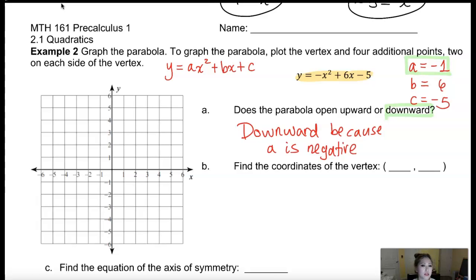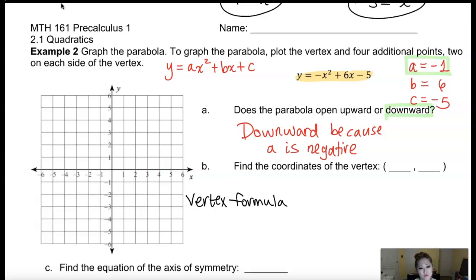Now, this is not in vertex form, so you should not say the vertex is -6, -5. That is not right. We cannot do that. So I will have to give you a new formula today, and I want you to know that formula. This is called the vertex formula. And this vertex formula will be used when an equation is in standard form, aka general form. So I'll just call it standard form.